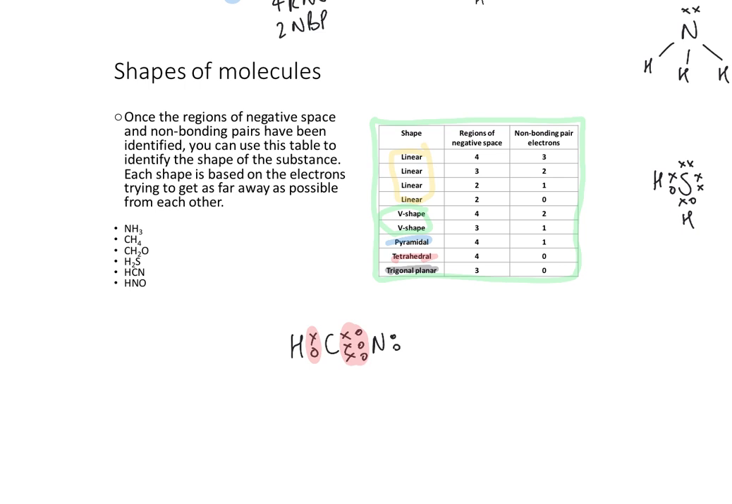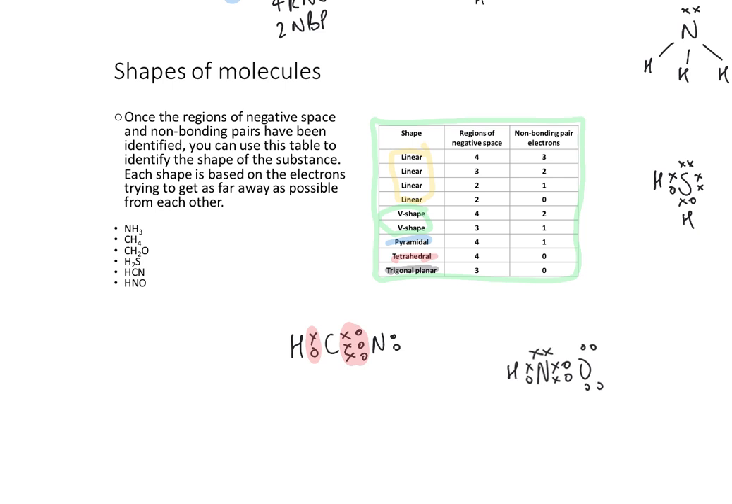And if you think about it, these electrons and these electrons here are trying to get as far away from each other as possible. So they're going to be on opposite sides of this carbon. All right, HNO, let's do HNO, N with the H, N with the O, and then another non-bonding pair there.